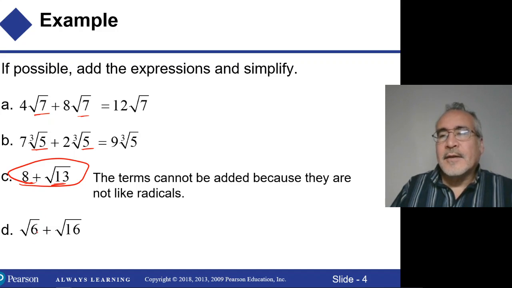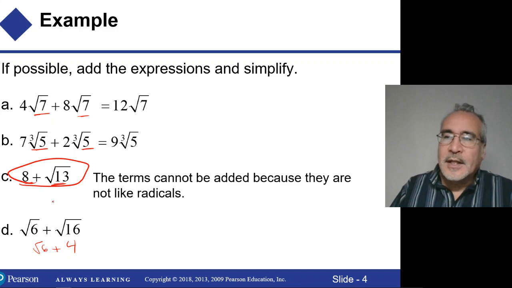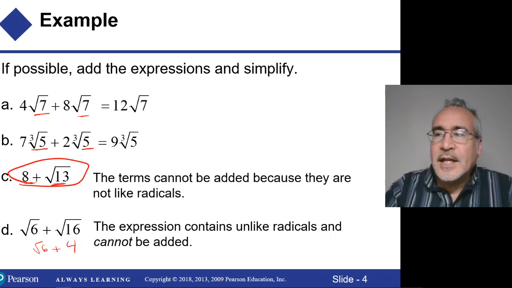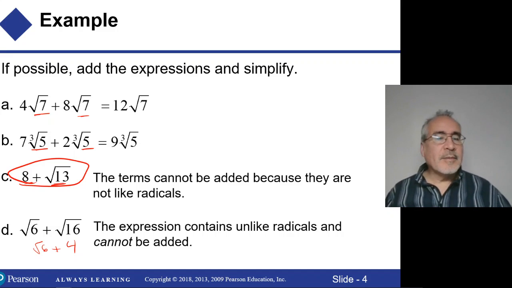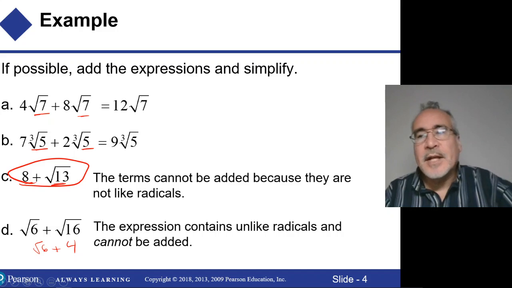Now we got to be careful a little bit. Sometimes these could be reduced, but obviously square root of 16, that could be reduced to, say, 4. So this could be written as square root of 6 plus 4, but that's really all that can be done. They can't be added, so that's what they say. Just don't worry about it. Cannot be added.